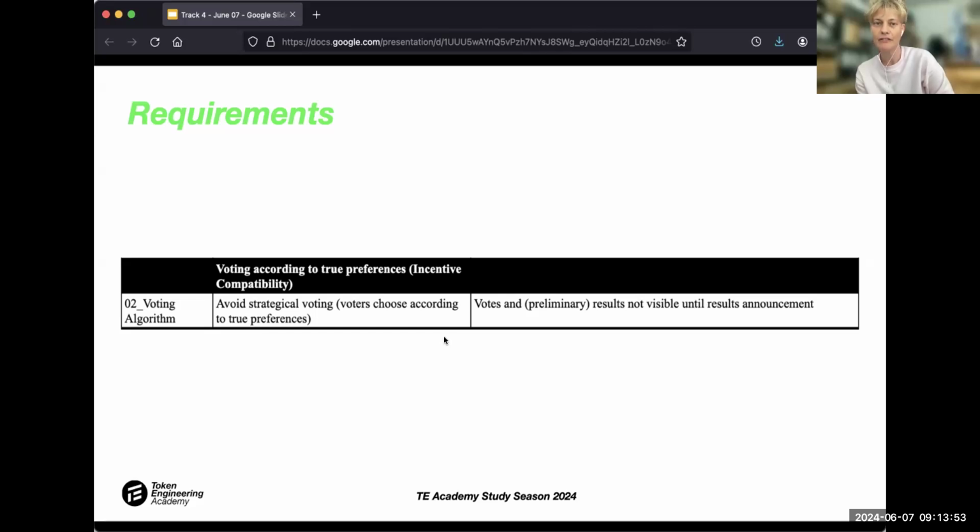There is this typical phenomenon in crypto, whales coming in last minute and flipping the voting, and it might not even be in their favor. So for turning the vote towards their favorite outcome, it might be only to rule out what they dislike most. And this is what we want to avoid. We want to have voting according to true preferences.